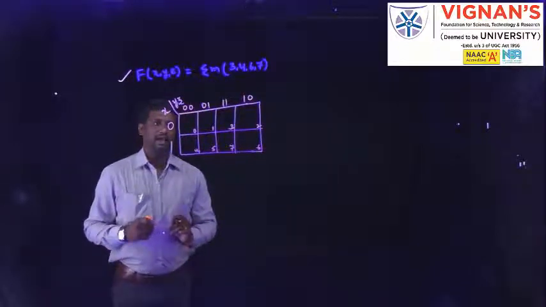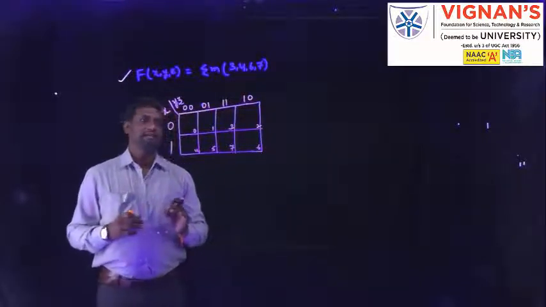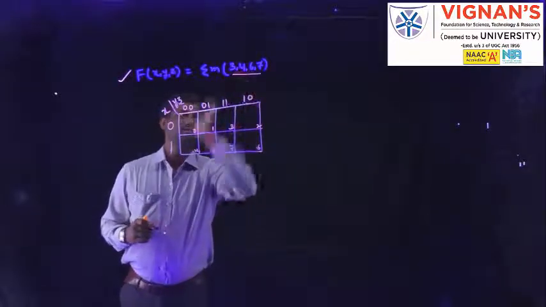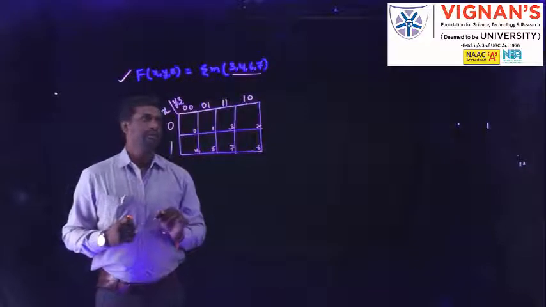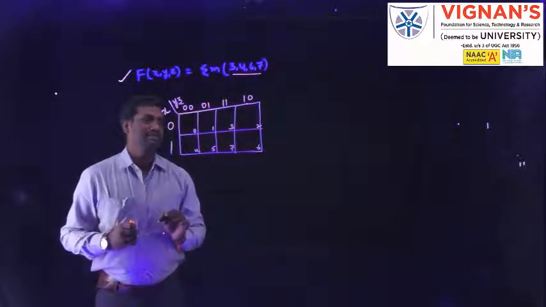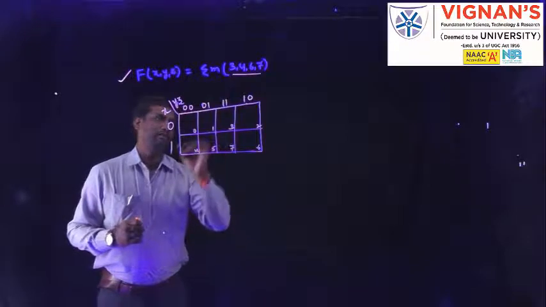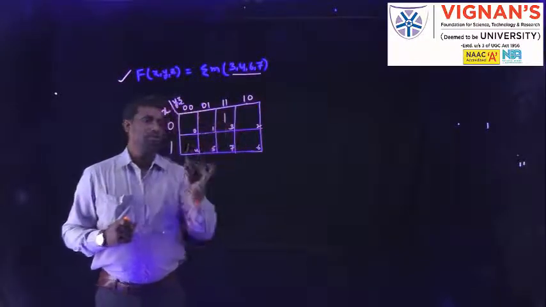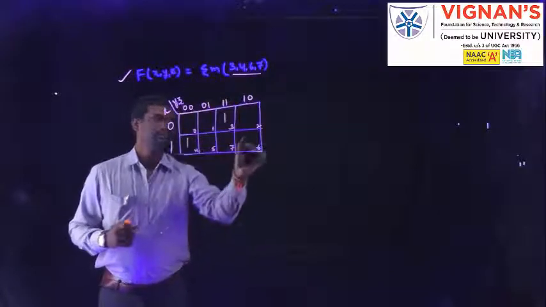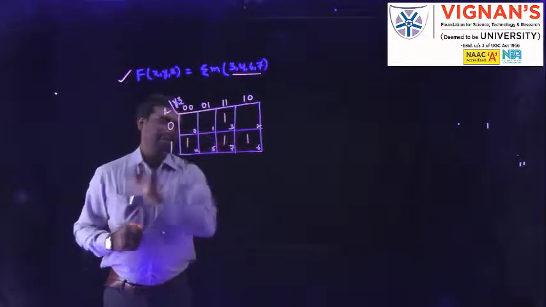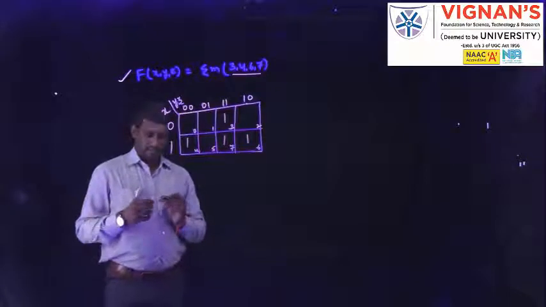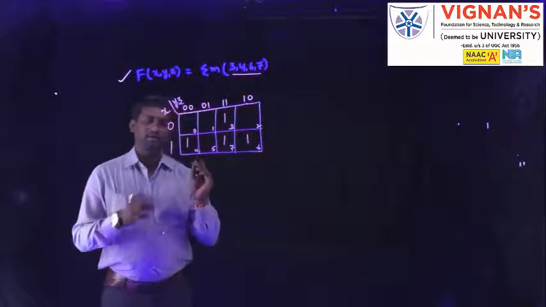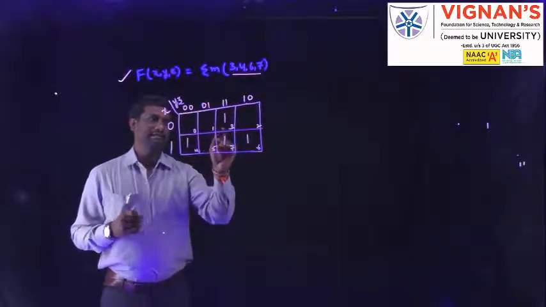So now assigning minterms to the cells. Here if you observe, there are 4 minterms. Those minterms' corresponding cells are assigned with ones. That means 3, 4, 6, 7. This is the representation of assigning ones onto the corresponding cells.